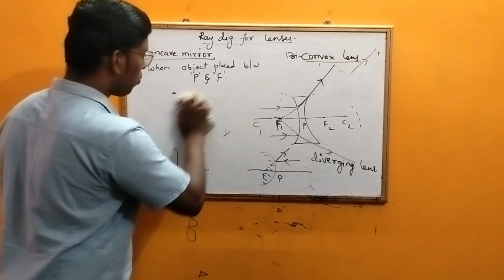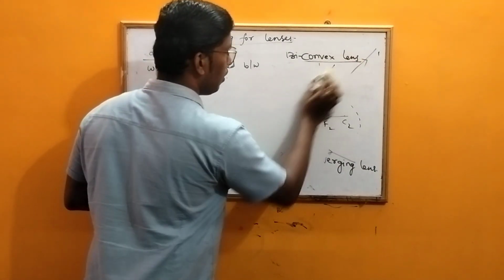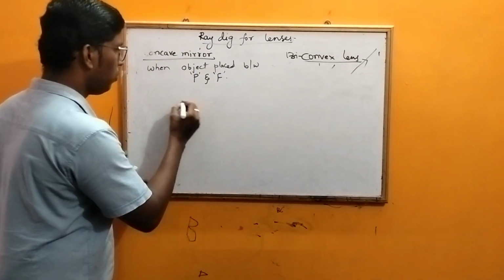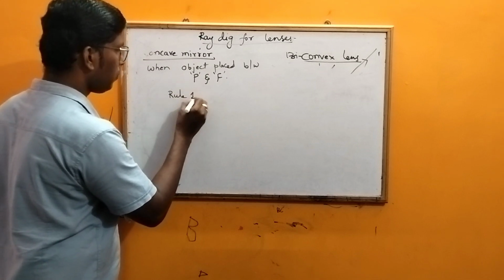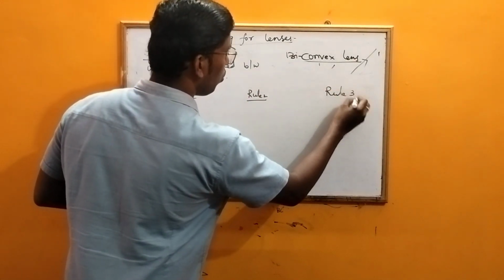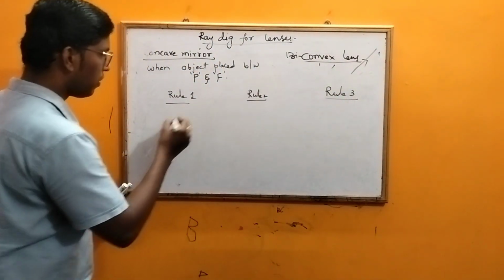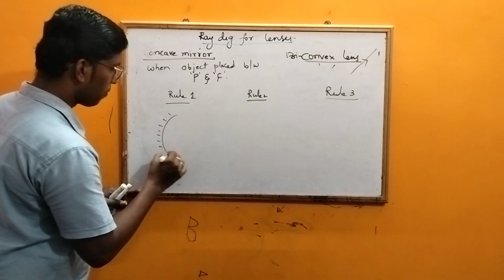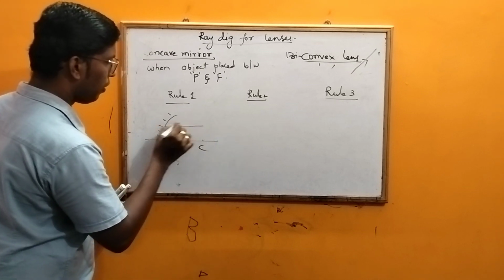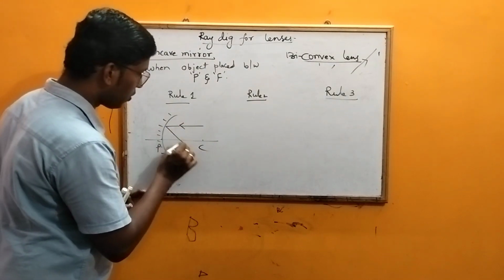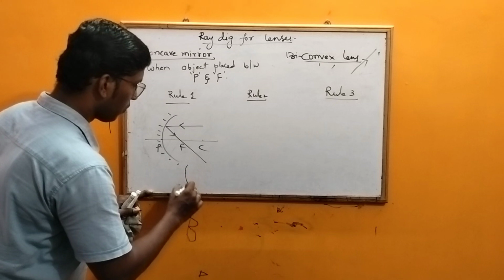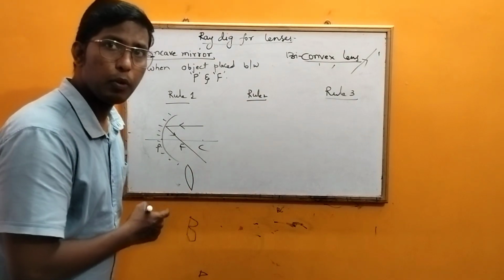Now coming to the ray diagrams for lens. Before drawing the ray diagram, you should know the rules. There are three rules I will tell you: rule 1, rule 2, you should remember, then only it is easy, and rule 3, like the rules in mirrors. What are the rules? Pole, focus point, center of curvature. If a light ray travels parallel to the principal axis, after reflection it passes through the focus. Now the same rule 1 for lens. I'll just draw here. I hope you can see.